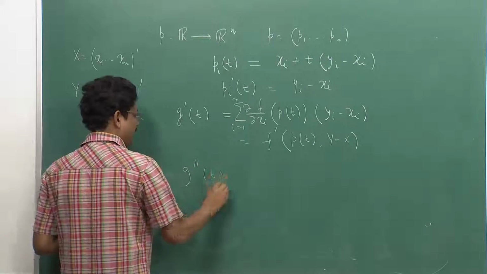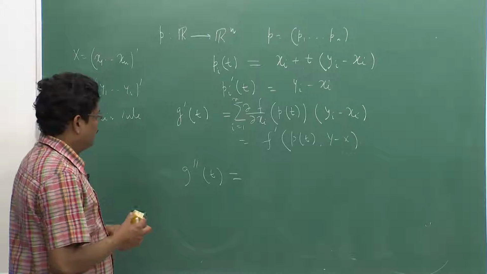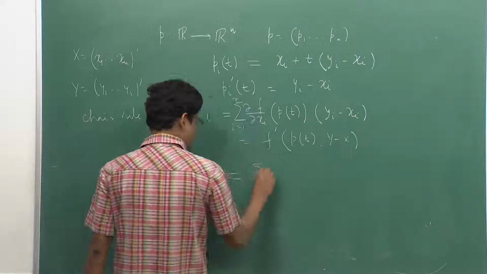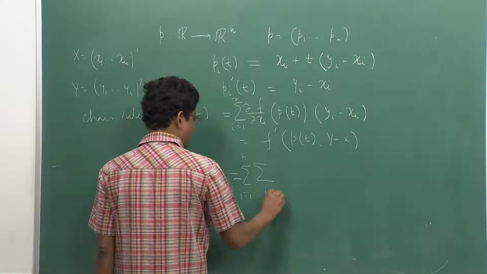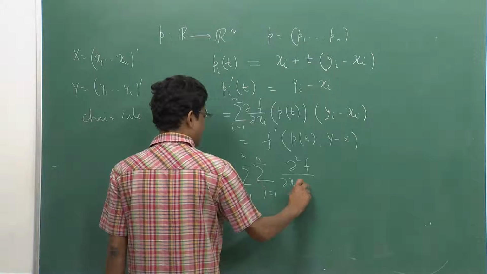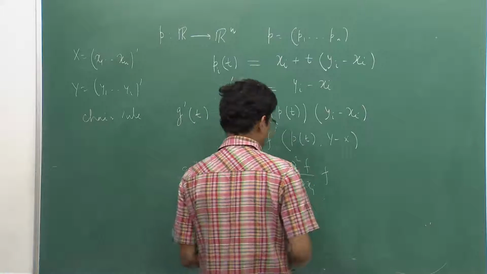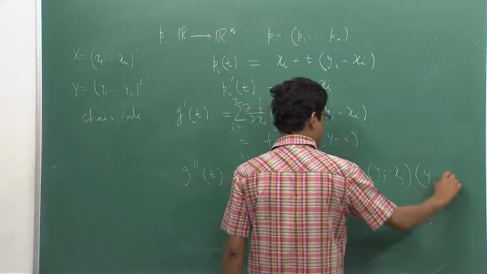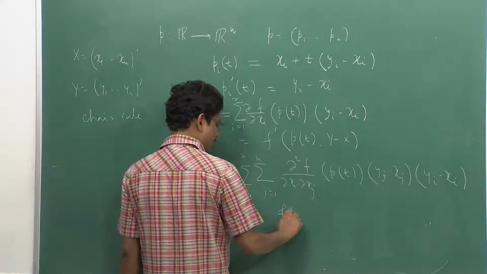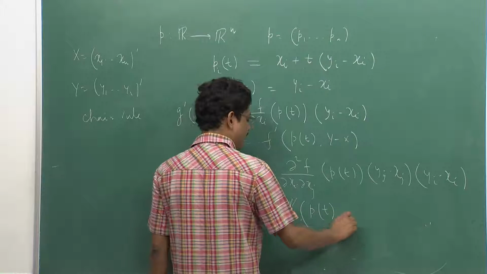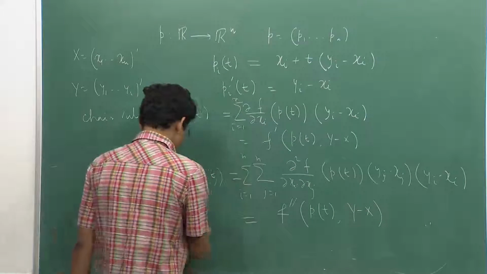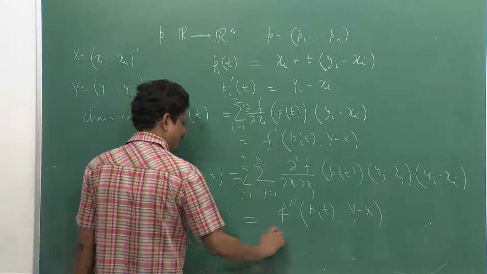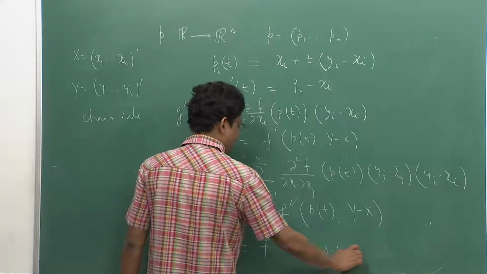Now, you apply g double prime of t. What will be that? Again apply chain rule. Now, there will be summation i equal to 1 to n, j equal to 1 to n, del square f by del x_i del x_j at p(t), (y_j minus x_j)(y_i minus x_i). So, which is according to our notation f double prime p(t) applied to (y minus x). So on you continue, you will see g^(m)(t) equal to f^(m) p(t) applied to (y minus x).